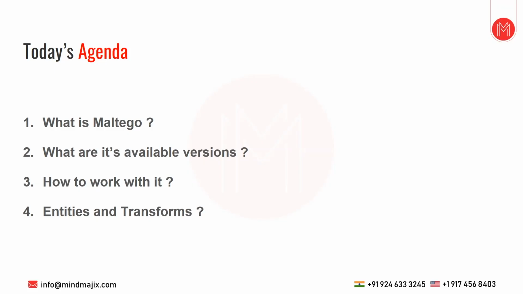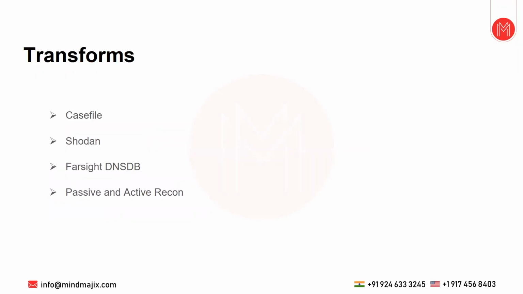In this lecture we will be discussing what Maltego is, what its available versions and flavors are, how to work with it, and what entities and transforms are, and we'll be going through transforms. Some of the transforms, as I have already mentioned on the slide, are Case File, Shodan and Farsight DNSDB. There are other methods of passive and active recon. For this lecture, I'll stay with passive recon because it is completely legal, and active recon could get me in trouble with some laws.